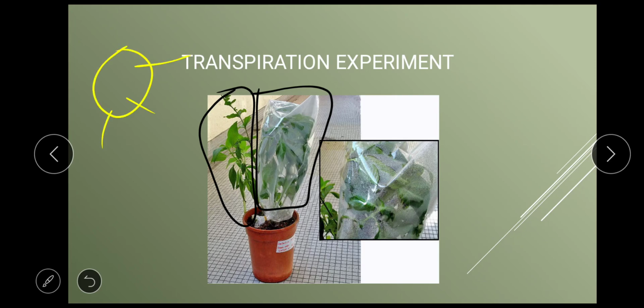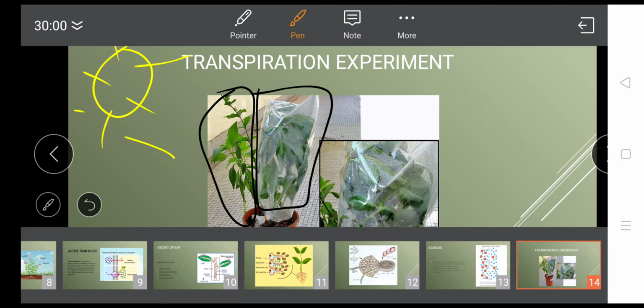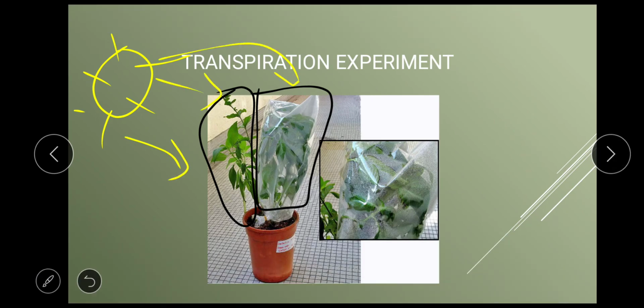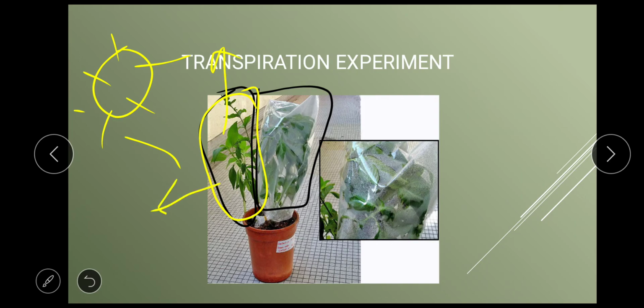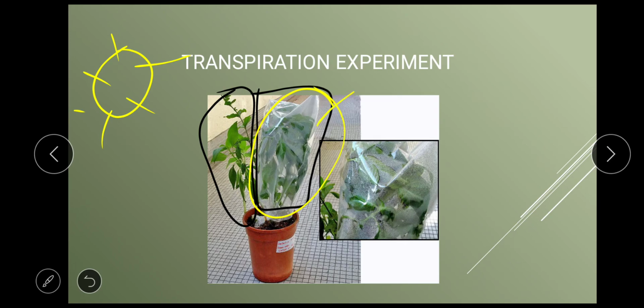So this is sunlight here. The sun rays are falling on the plant, and because of the sun rays, water is getting evaporated from the leaves of the plant. Evaporated means in the form of vapor. In this part of the plant, the evaporated water will go into the atmosphere. But in this part, water cannot go out because of this plastic bag.